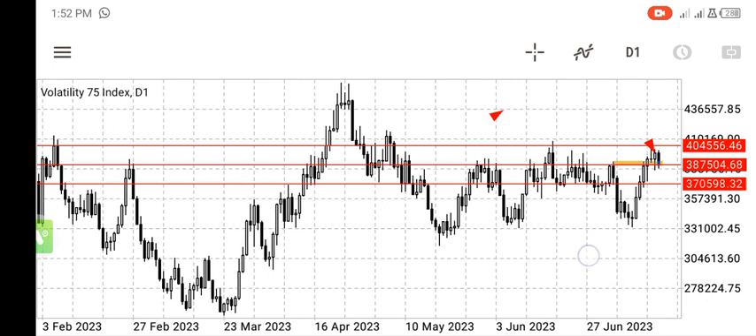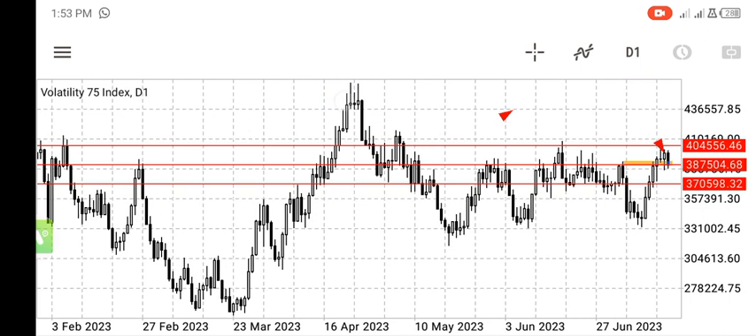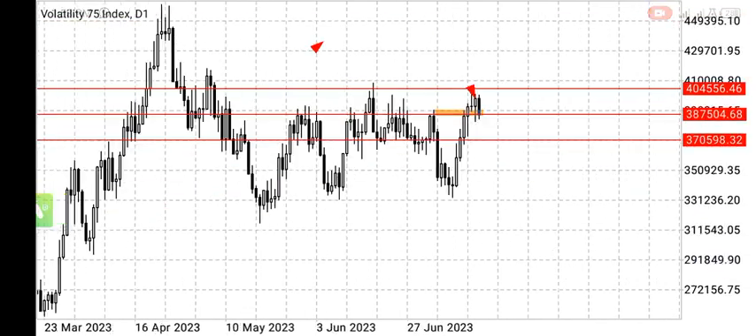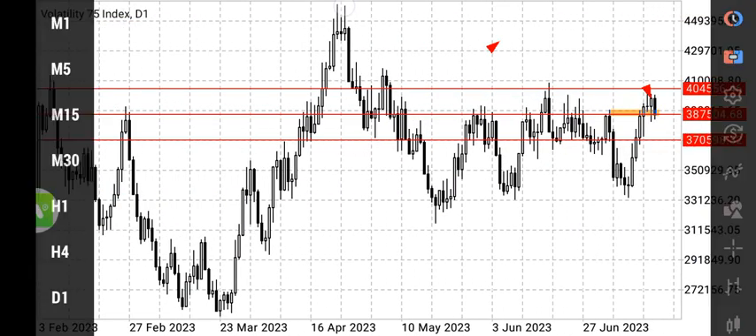Now on this daily time frame, this is the swing high over here. You can see it. That's the swing high over there. And the swing high simply is the highest point.